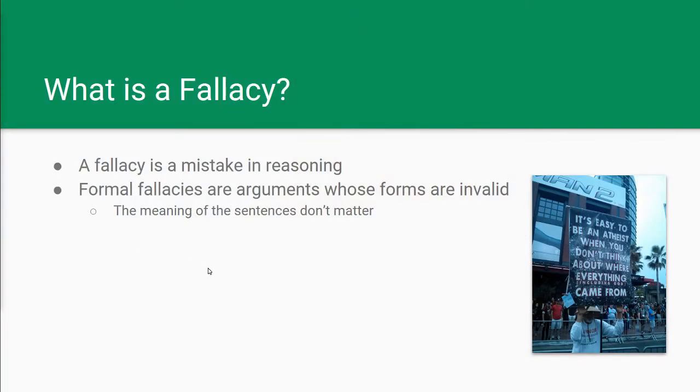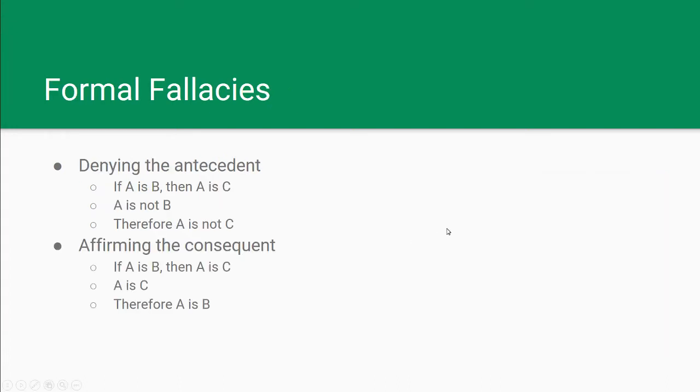Now, in looking at the difference between formal and informal fallacies, you're really looking at the form versus the content. So keep that in mind as you're going through the reading. Formal fallacies are arguments whose forms are invalid, and the meaning of the sentences doesn't matter. There are two formal fallacies as covered in the reading: denying the antecedent and affirming the consequent.